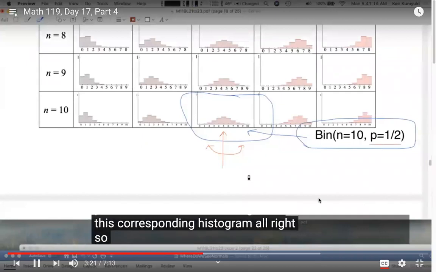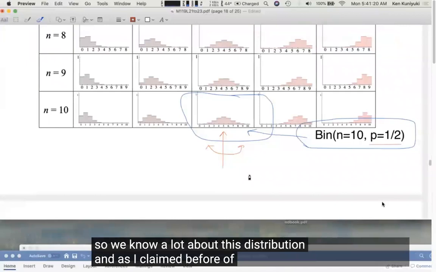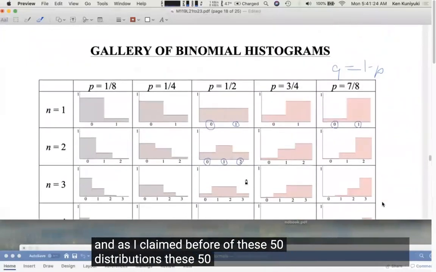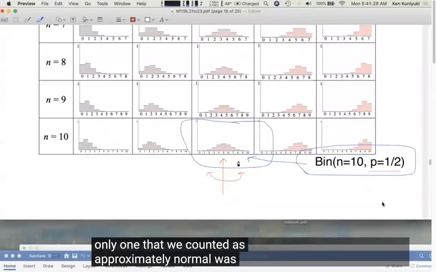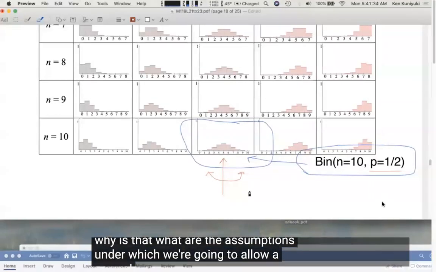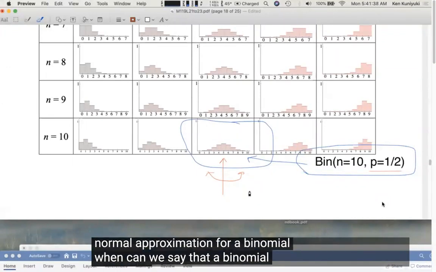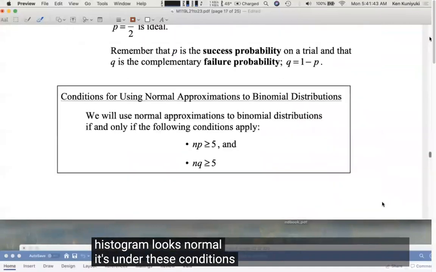All right, so we know a lot about this distribution. And as I claimed before, of these 50 distributions, these 50 histograms, the only one that we counted as approximately normal was this one. And why is that? What are the assumptions under which we're going to allow a normal approximation for a binomial? When can we say that a binomial histogram looks normal? It's under these conditions.